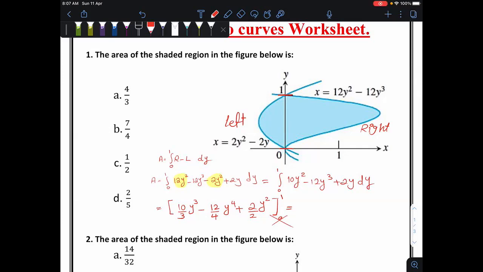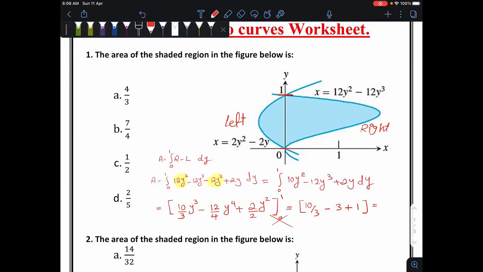Always start by the upper limit of integration, 1 for every y. So we have 10 over 3, minus 3 because 12 over 4 is 3, plus 2 over 2 which gives 1. Substituting 1 for y to the power of anything gives 1. So 10 over 3 minus 3 plus 1, which is 10 over 3 minus 2, that is minus 6 over 3.